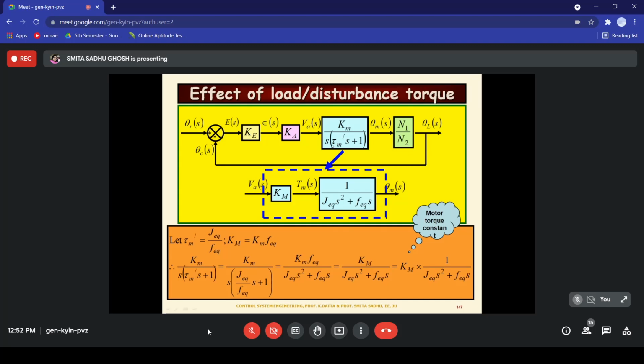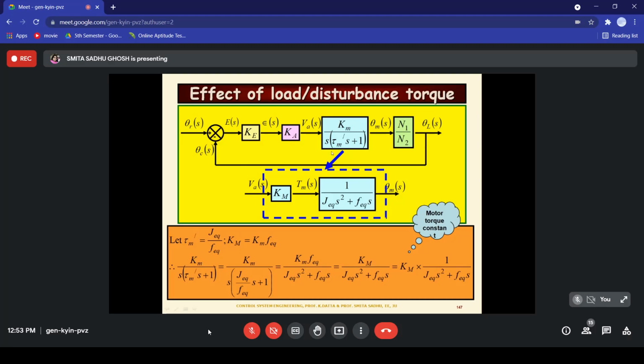Now, in the previous block diagram that we had drawn, we have theta m, the angular orientation of the motor shaft, and VA as the input signal. But if we were to study the effect of the torque, it's difficult to study directly from this block, because the torque is not explicitly visible. Torque of course is being produced, but the block internally takes care of the torque which is being produced.